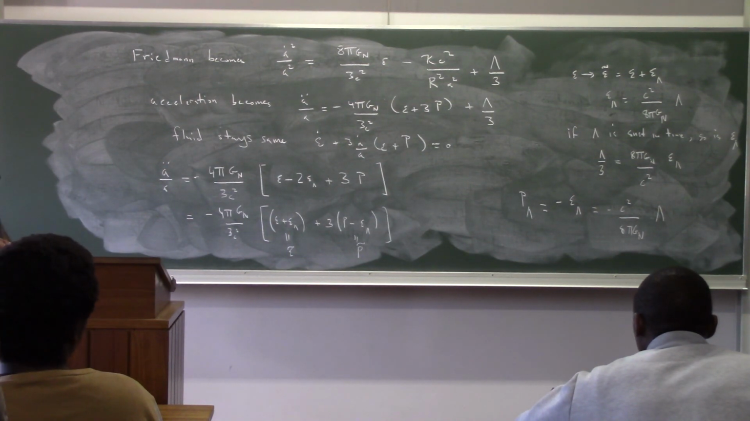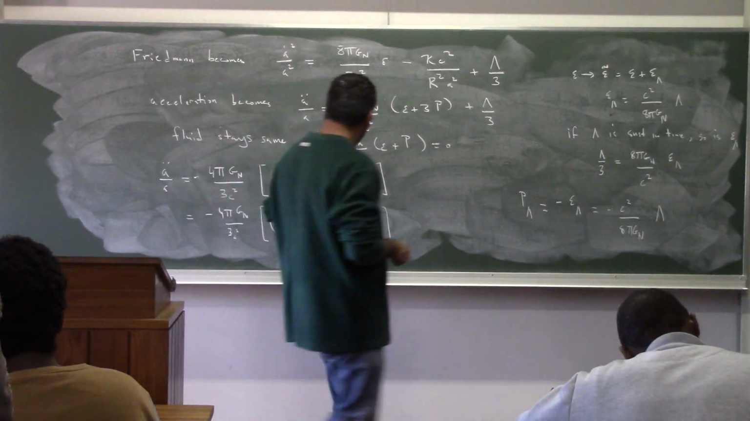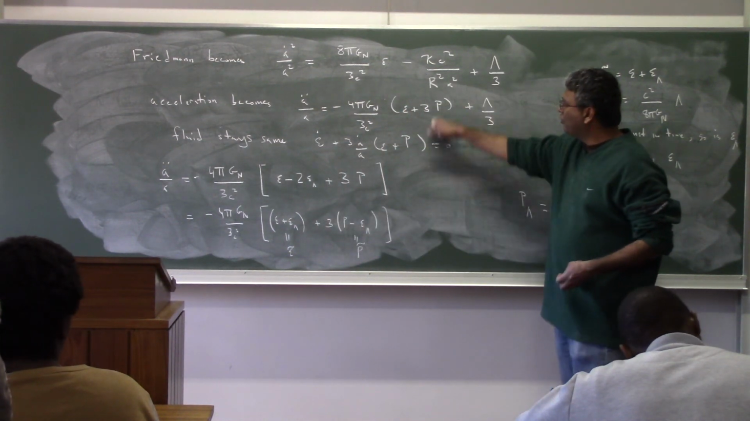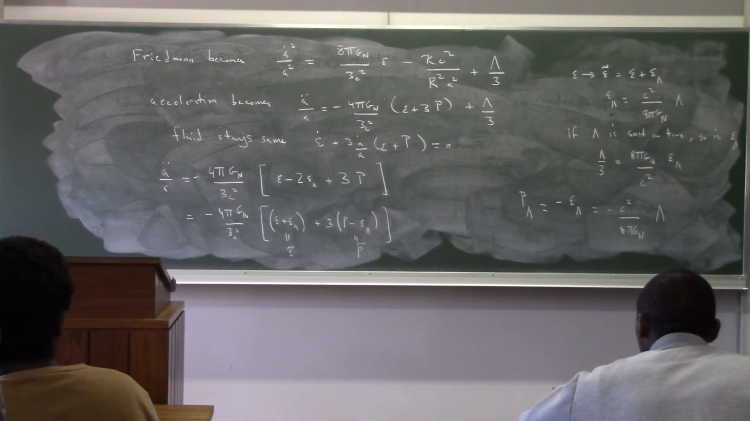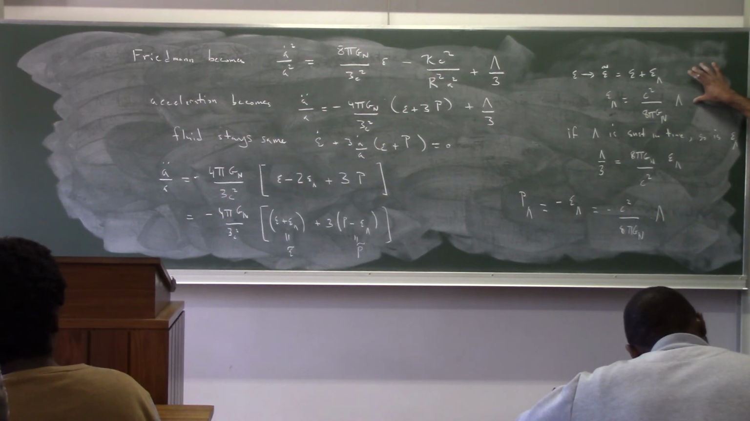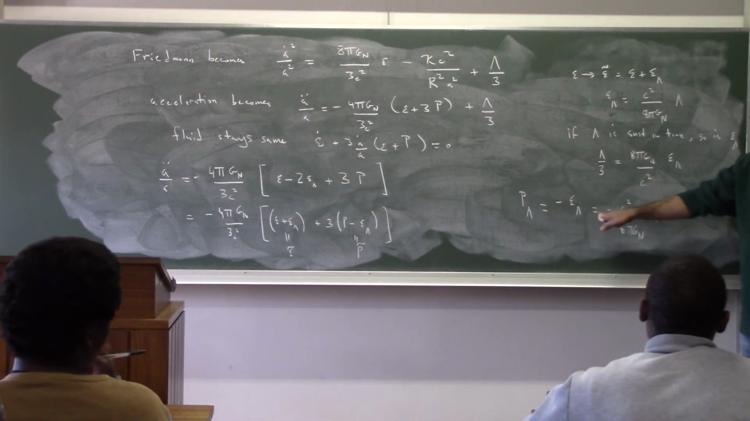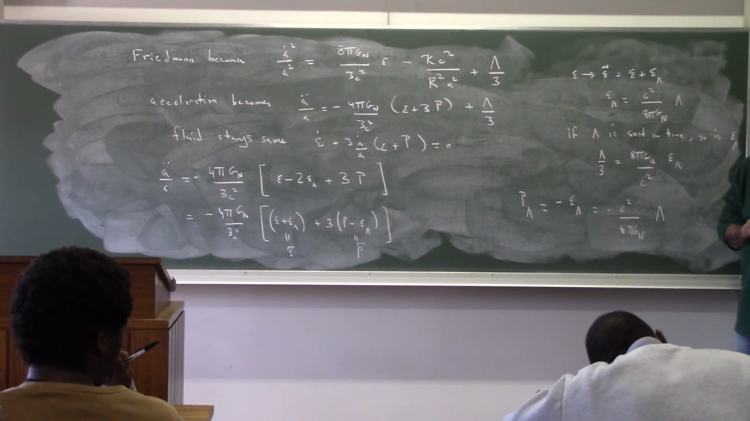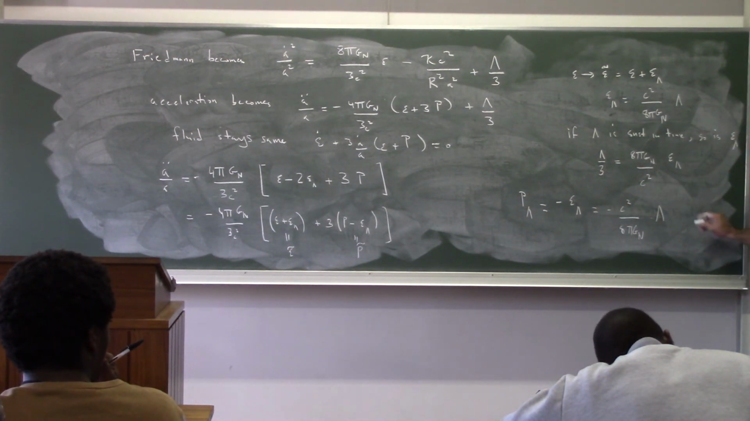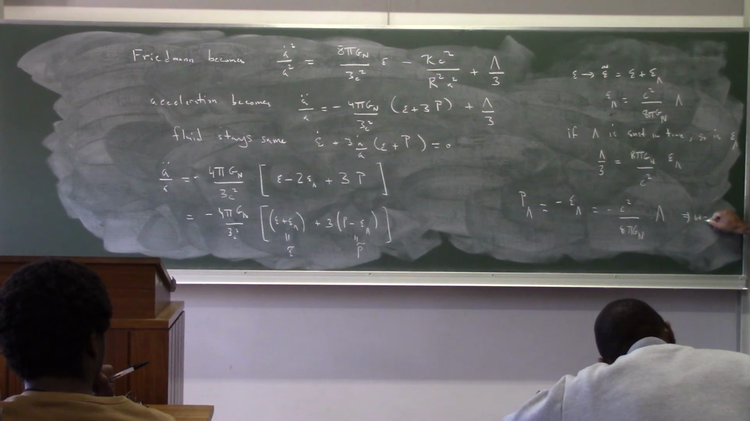Okay, so we've derived that in order for the form of the acceleration equation and the Friedmann equation to remain the same, we can absorb the cosmological constant we introduced into the energy density, and we see that the pressure associated with the cosmological constant is minus the energy density. So this equation of state parameter here is minus 1.